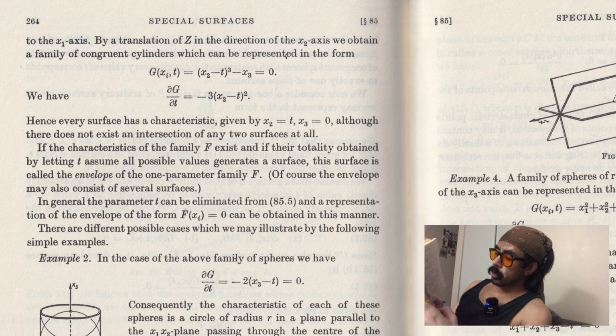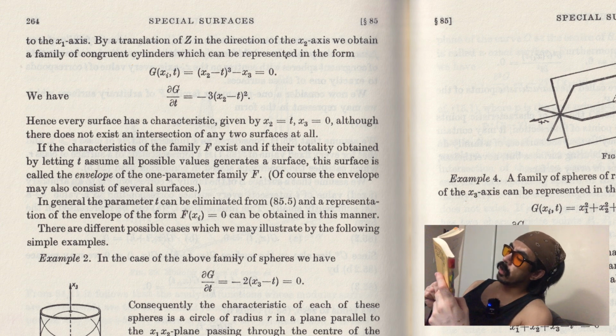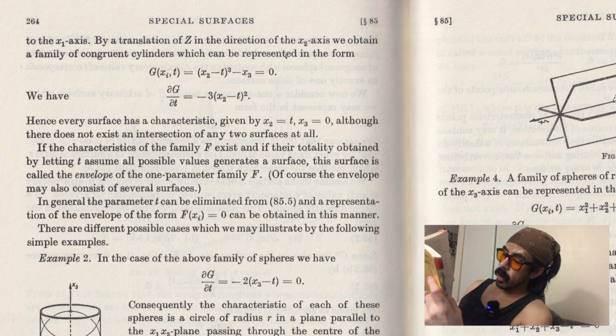We have that partial g partial t is equal to negative 3 times the quantity x2 minus t closed quantity squared. Hence, every surface has a characteristic given by x2 equals t and x3 equals 0, although there does not exist an intersection of any two surfaces at all.